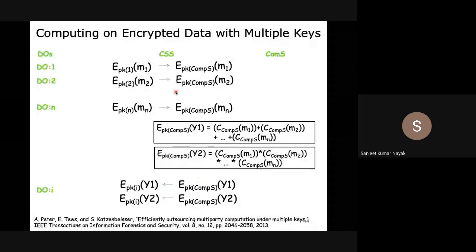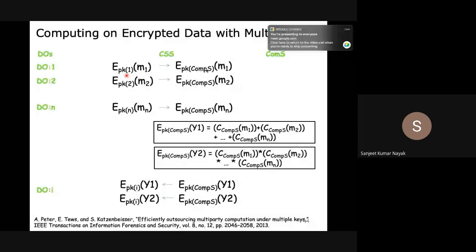Data owner, they already gave data encrypted with the individual data owner's key, to data encrypted with the public key of the individual data owner, to the computation server. This conversion is very much essential. Similarly, this conversion is also essential.